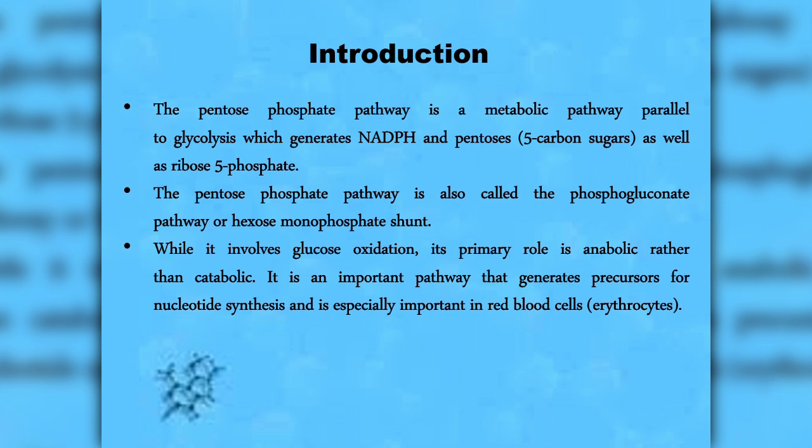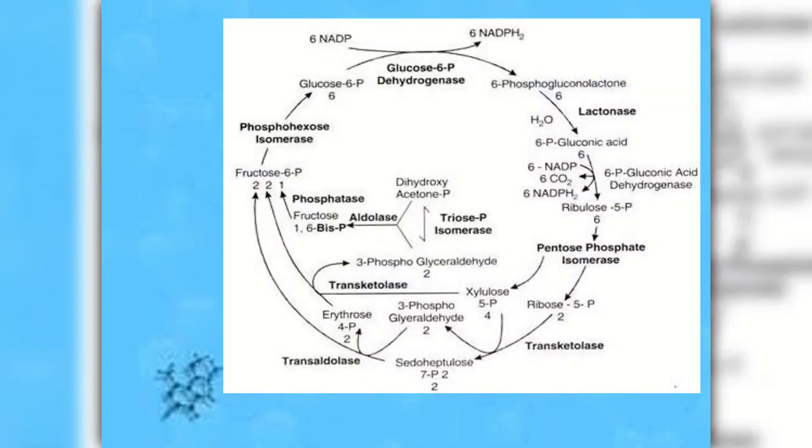While it involves glucose oxidation, its primary role is anabolic rather than catabolic. It's an important pathway that generates precursors for nucleotide synthesis and is especially important in red blood cells. It involves the oxidation of glucose 6-phosphate to 6-phosphogluconic acid, which in turn is converted into pentose phosphates. In this pathway, glucose 6-phosphate is directly oxidized without entering glycolysis. Hence, it is also known as the direct oxidation pathway.